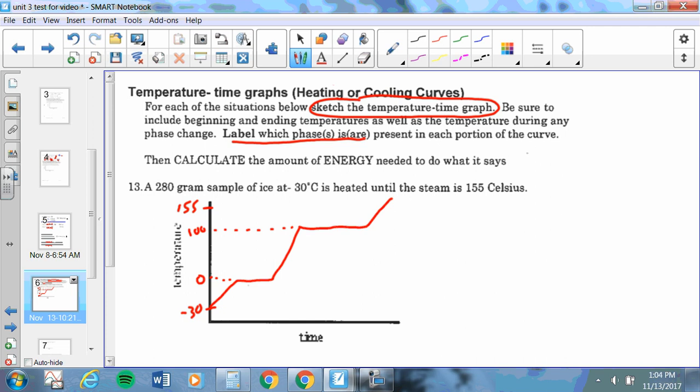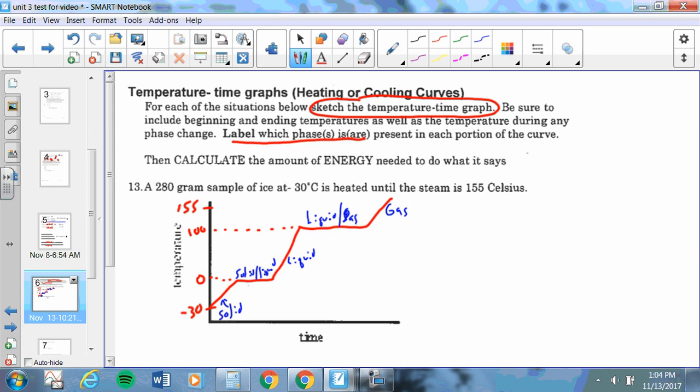I'm supposed to label then which phases. This is just solid because it's below 0. Between 0 and 100 is liquid, and above 100 is going to be a gas. So when the transition areas, that means I'm going to have both liquid and gas. And then the other transition area down here, I'm going to have both solid and liquid.